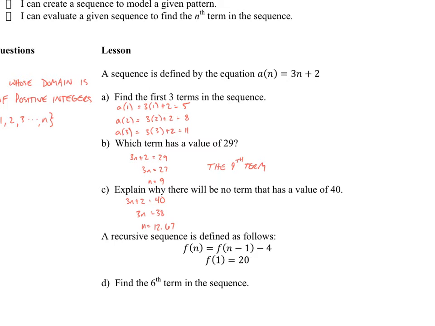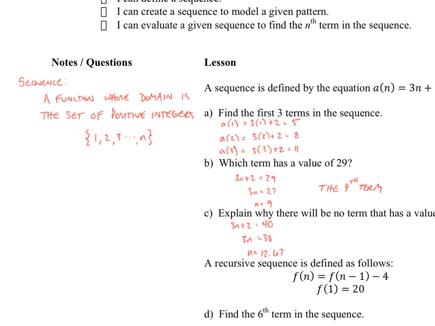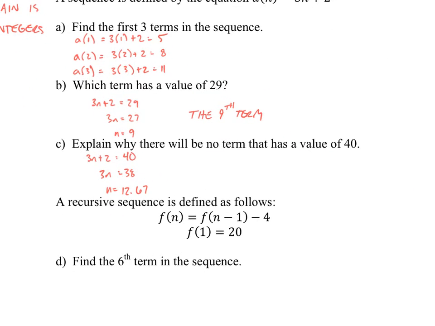The reason that this is not possible is because, remember, right at the beginning, we defined sequences. And we said that the domain of these sequences has to be only the set of positive integers. If the question is saying which term would have a value of 40, that doesn't make sense because we can't have a 12.67th term, because the only numbers we can plug into this for n are positive whole numbers. So the reason is because 12.67 is not in the set of positive integers.